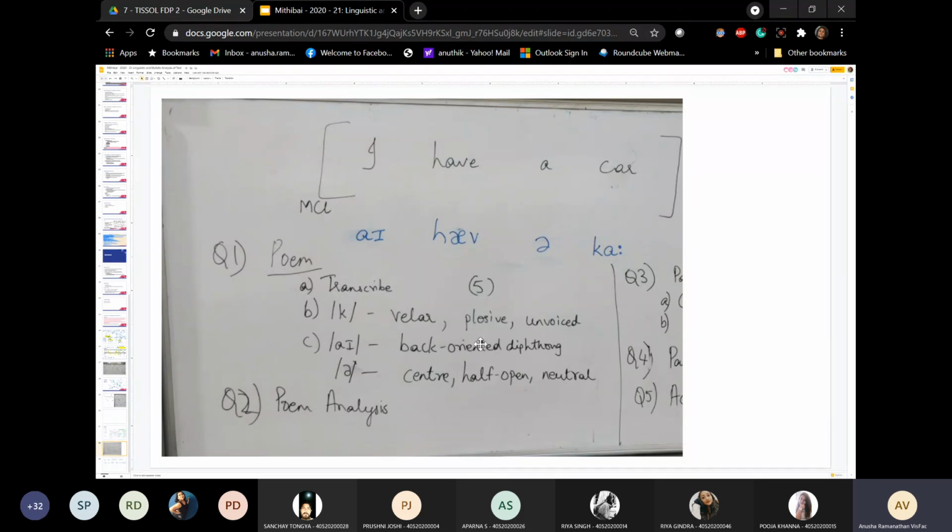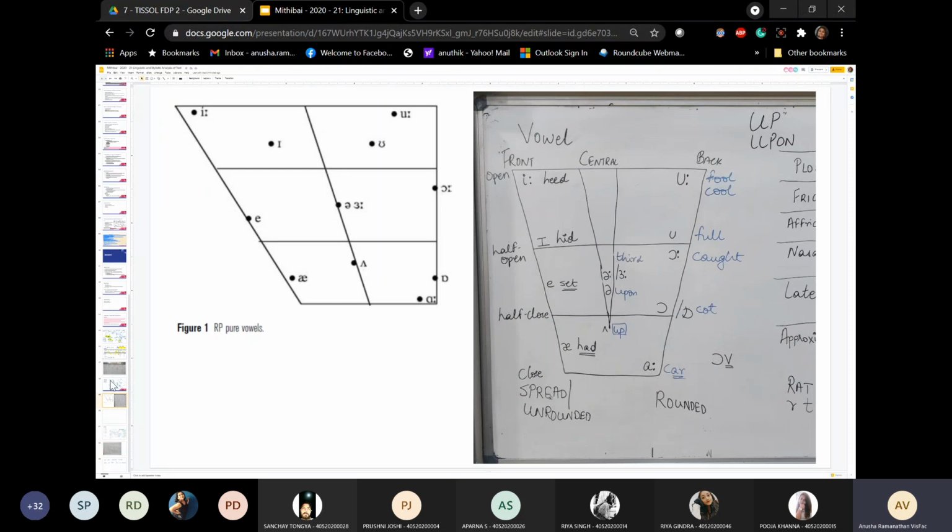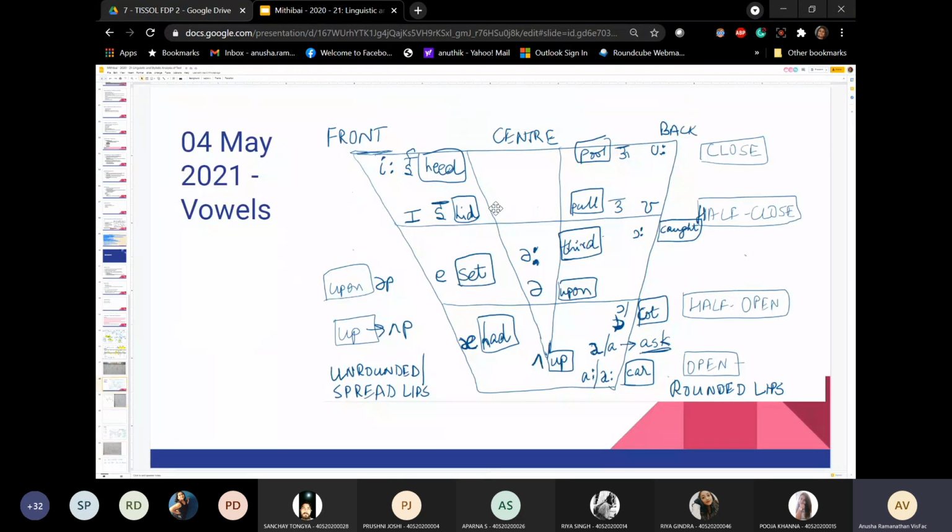So that is how you have to give the 3-term labels in the exam. And for the vowels, if it is just a diphthong, you just have to say that it is a back-oriented diphthong because it begins from the back position. If it is a vowel, then you will have to identify the 3-term labels for the vowel. That, for instance, is center. The position is center. It is half open, and it is neutral, in the sense that your lips don't really move anywhere with it. Unlike the spread lips and the round lips that we had out here, the center is always neutral lips, right?